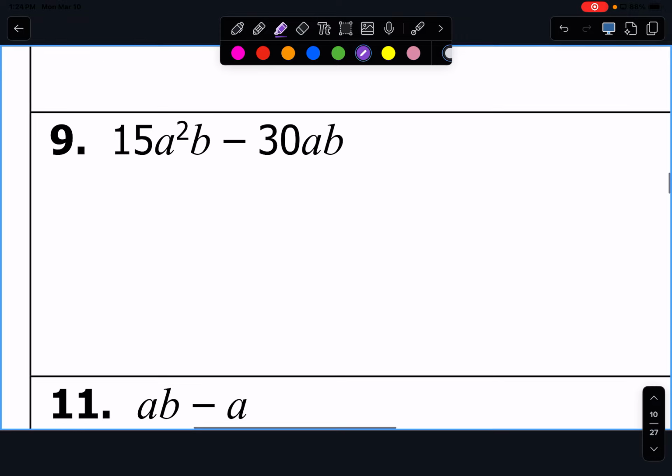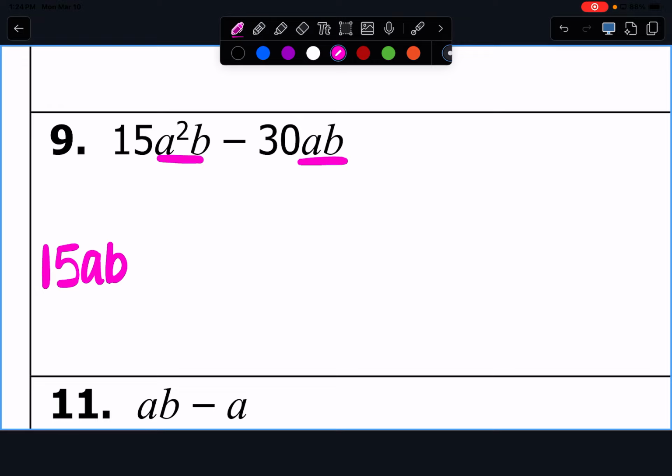Number 9. So for number 9, what is our GCF? 15AB. Because both of them have an A and a B. Okay, so what is 15A squared B divided by 15AB? Is it 15 One squared? I mean 1 squared. 1A. All we get left is the A. Minus 2. Okay, because the B part cancels, the 15 part cancels, then we get A squared over A.